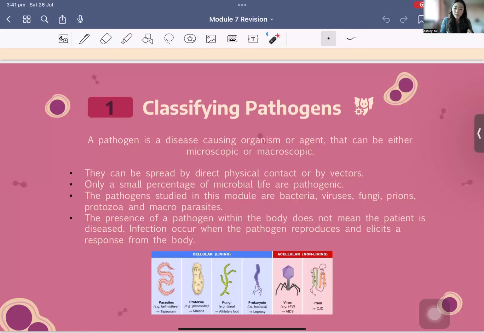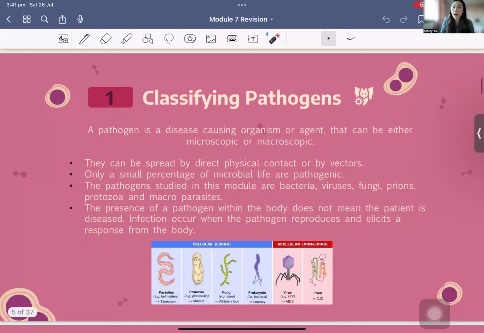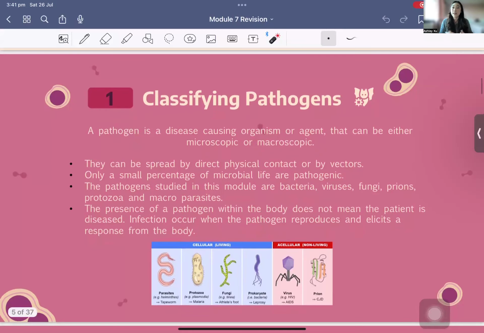They can be microscopic, so they are known as microbes, or they can be macroscopic, so they are known as macroparasites. So thinking about tapeworms, you can see them with your naked eye, which means they are a macroparasite. Microbes, for example, viruses like COVID-19, you cannot see them with your naked eye. You need a light microscope, or for viruses, probably an electron microscope. You call them microbes, and they are pathogens.